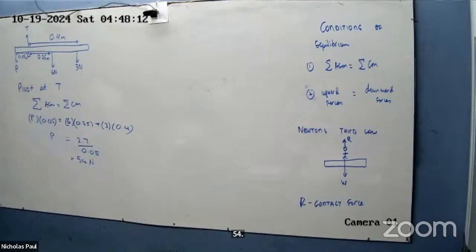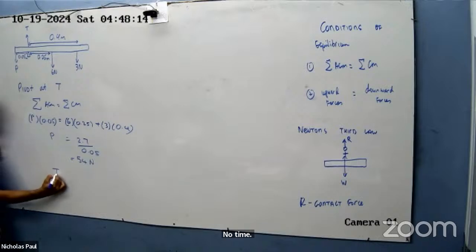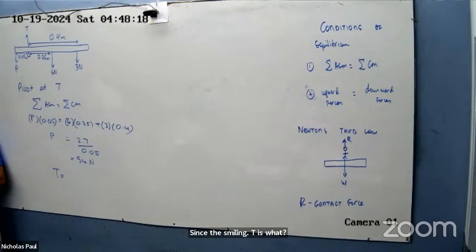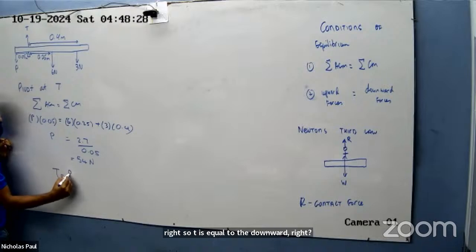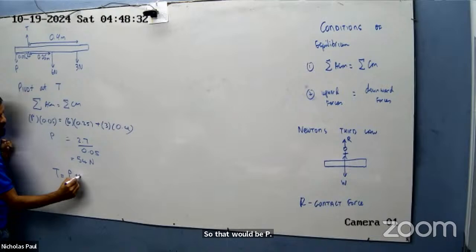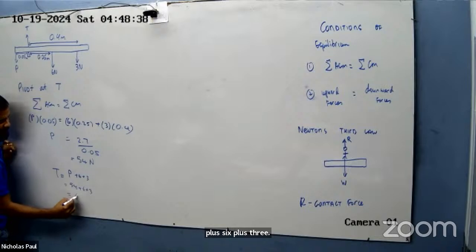Right? You got that? Gabby, since you're smiling, T is what? Tell me what to do now. T is equal to what? Right, so T is equal to the downward forces. So that will be P plus 6 plus 3. So that's 54 plus 6 plus 3. So that's 63.